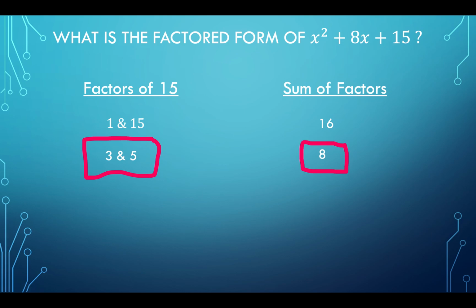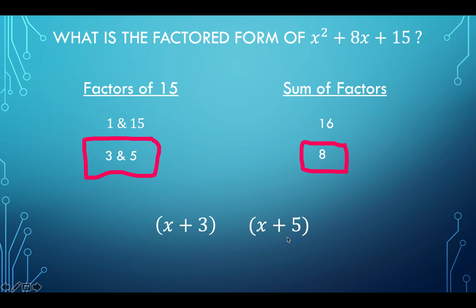So 3 and 5 are going to be our factors because they add up to this 8x over here. So what we're going to do is open up two sets of parentheses, and it's always going to be x plus or x minus a number. And here, since they're both plus signs, they're both going to be x plus a number. And why do both parentheses have x's in them? Because they're both x squared. So to factor this, we're going to do x plus 3 times x plus 5.